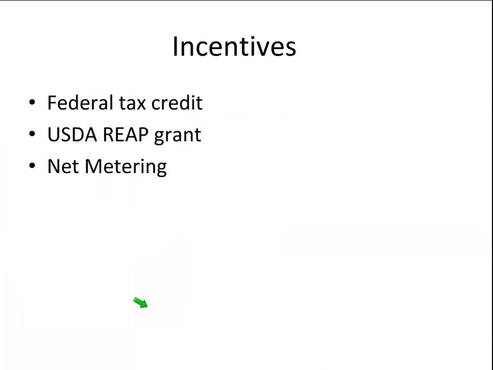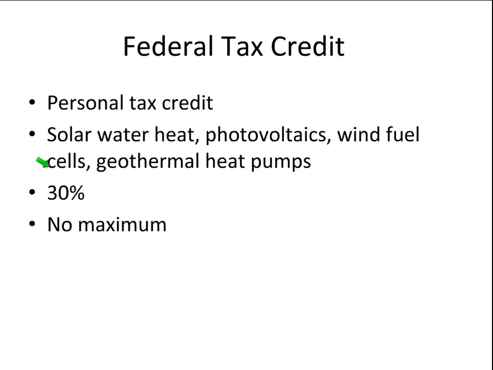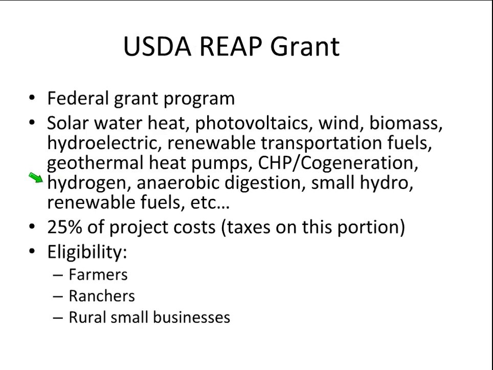Let's just briefly talk about incentives. There are incentives for small renewable systems. There are 3 incentives. There's the federal tax credit, which everybody qualifies for, the USDA REAP grant, which rural businesses and farms qualify for, and then net metering, which if you're in a state that allows net metering, you qualify for. The federal tax credit is 30%. That's 30% as a credit off your tax, so you have to have a tax burden to be able to take that. But one nice thing is that you can take it over more than 1 year.